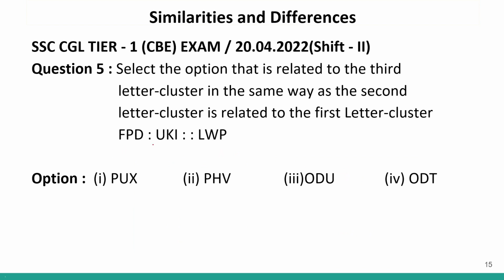Now, analogy based question. This is somehow related and we have to find out the concept of this one. So over here we have three different series. F is related to U, P is related to K, and D is related to I. So F, U are what? These are opposite letters. Similarly, P, K, these are also opposite letters. D is ranked at 4 and I is ranked at 9. So this is an addition of 5. These are not opposite letters. So we have to do the same thing for LWP. So L, the opposite letter for L is O.